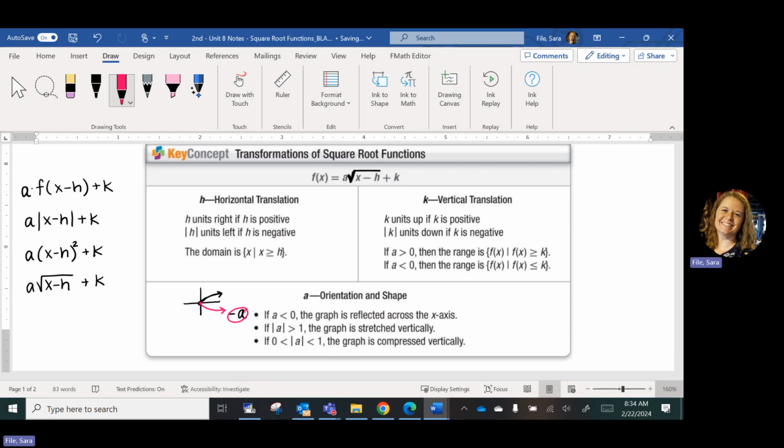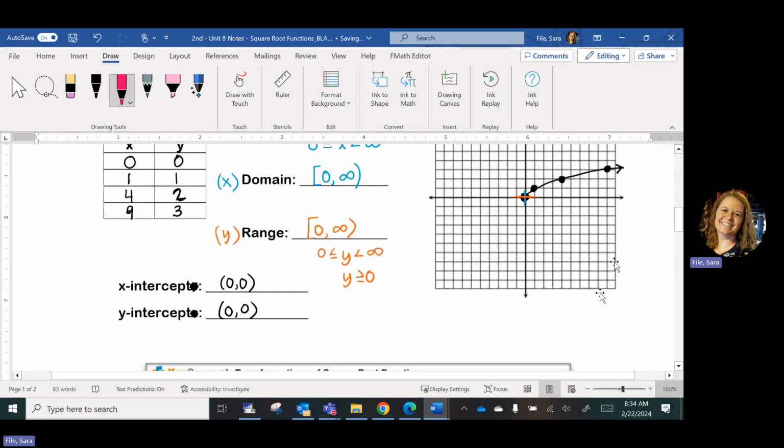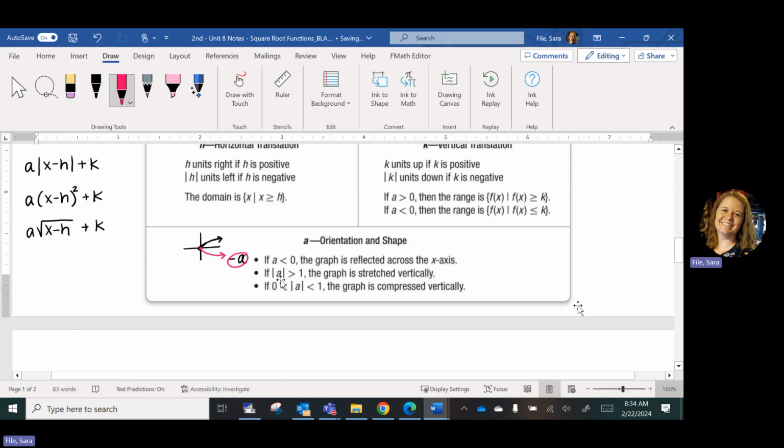Now, if the number value of A changes, and I say changes, what is it in the parent function? What is your A up here? Is there anything in front of that square root function? So what's it understood to be? It's an understood 1 in the parent function. So if A is something other than 1, if it is greater than 1, your graph is stretched vertically. If it is less than 1, your graph is compressed vertically.